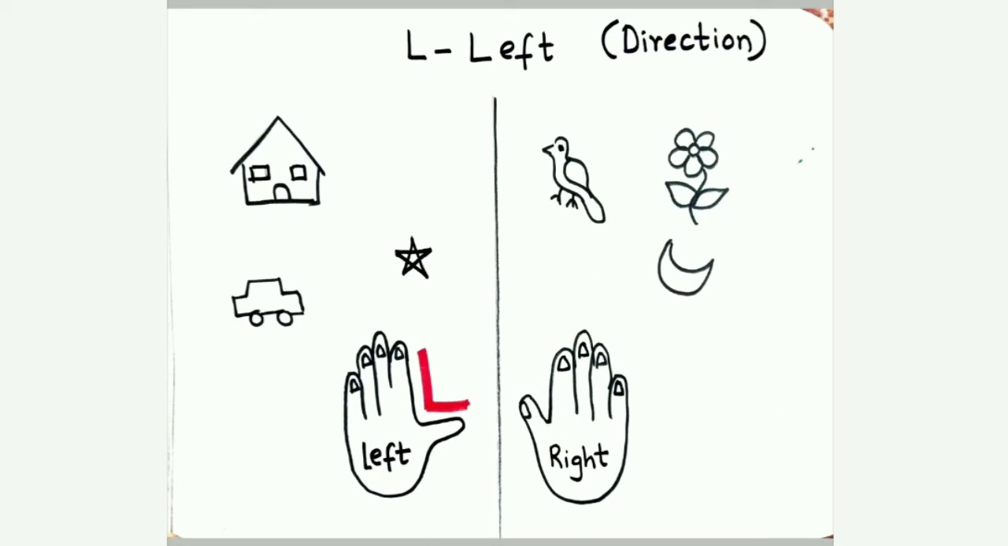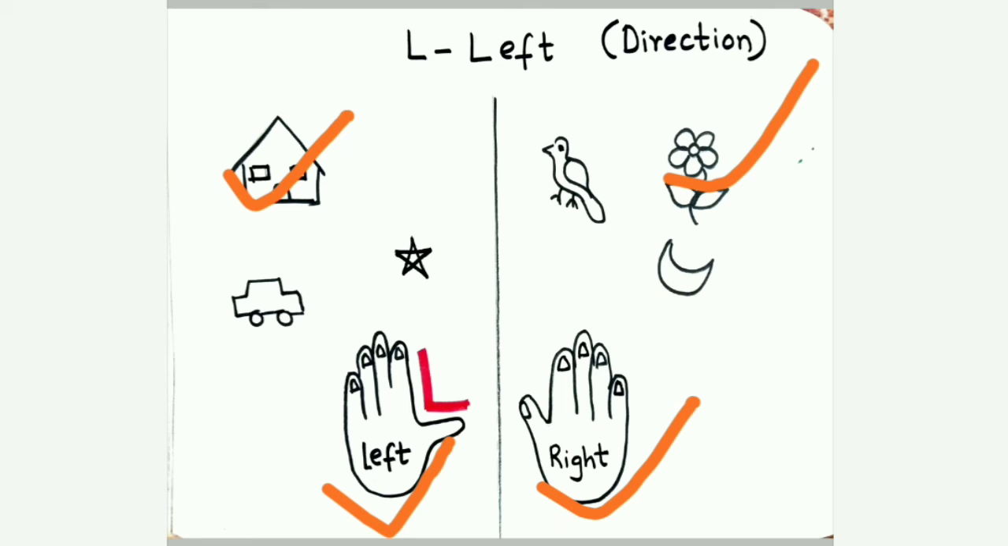This is a pre-math concept, left and right. Just put both your hands on the table and you will get to see your left hand makes letter L, like this. So this is your left hand and this is your right hand. Now we'll do a little exercise. Just show me where is the house. Yeah, this is left hand side. Where is the flower? At right hand side.